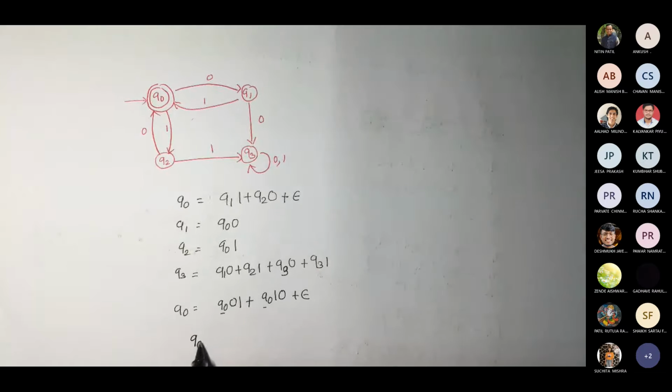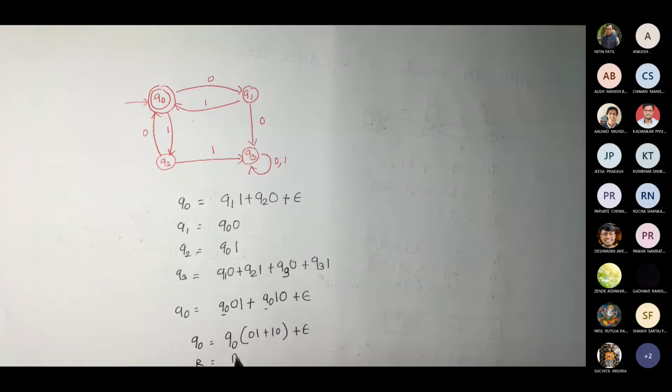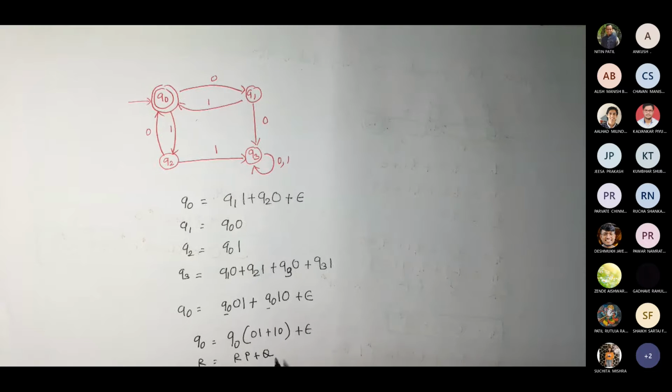So what you will get? When you take Q0 common, we will get Q0 in bracket 01 plus 10 plus epsilon. So it is in the form R is equal to RP plus Q. Very good. So you can write QP star, correct?